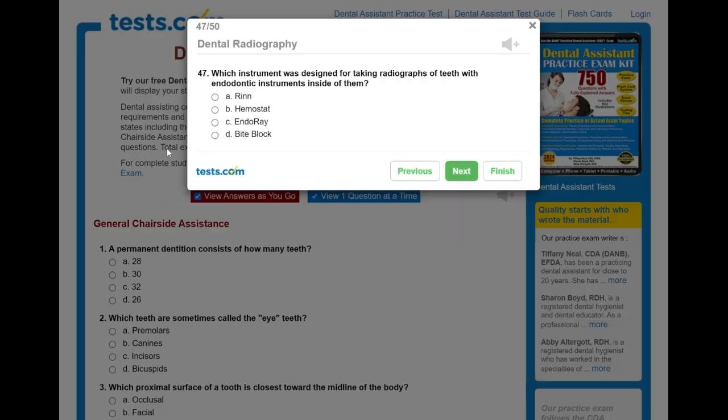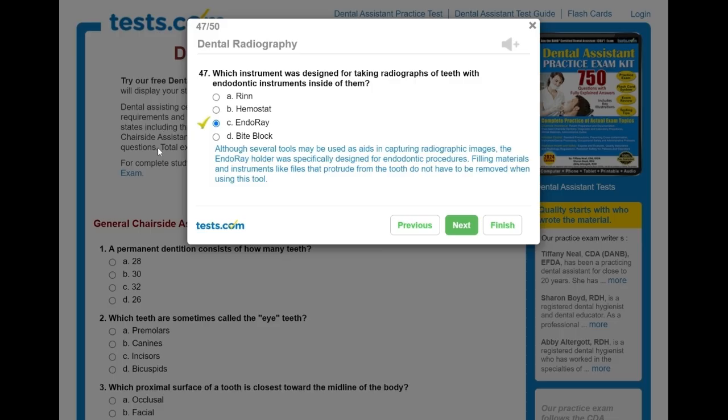Question 47. Which instrument was designed for taking radiographs of teeth with endodontic instruments inside of them? A. Ren. B. Hemostat. C. Endoray. D. Bite block.